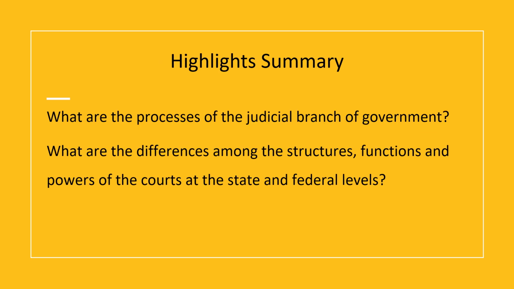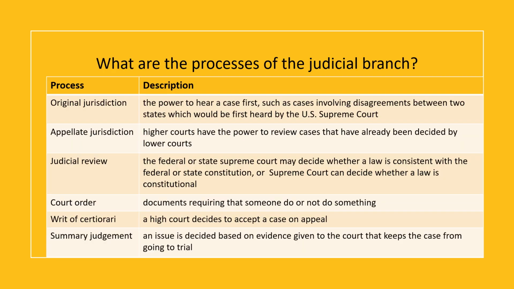What are the processes of the judicial branch of government, and what are the differences among the structures, functions, and powers of the courts at the state and federal levels? There are various processes that are employed by the judicial branch. One of these processes is called original jurisdiction. Original means first. If a court has original jurisdiction, it has the power to hear a case first.